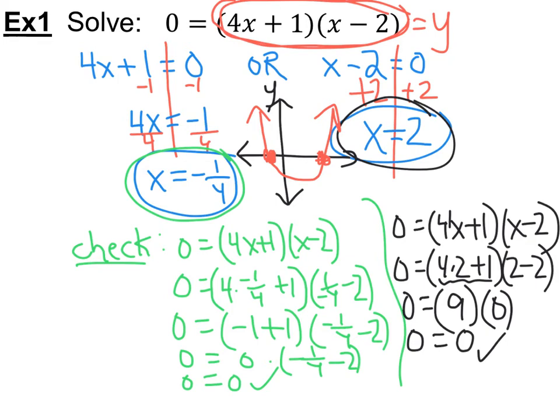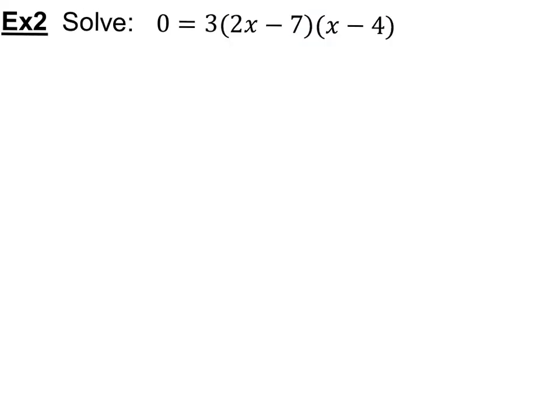You do not have to understand or know how to graph it yet. Example 2. This is already factored, it equals 0, so we can use the zero product property. If two or more things multiply to get 0, one of those things has to equal 0. So we're going to set each factor equal to 0. 3 equals 0, 2x minus 7 equals 0, and x minus 4 equals 0.